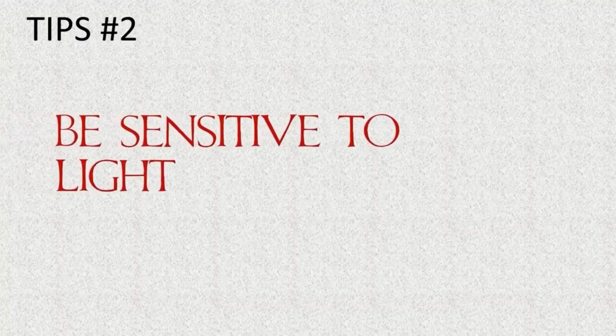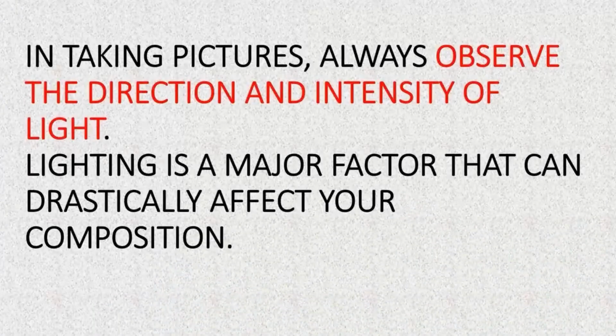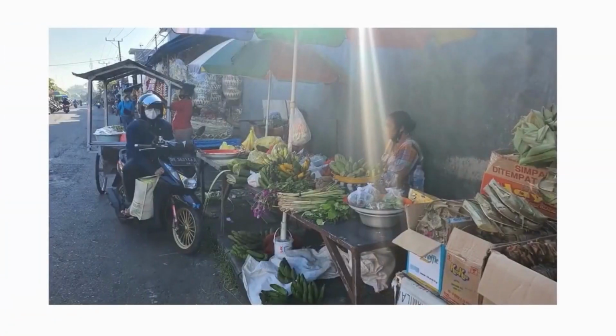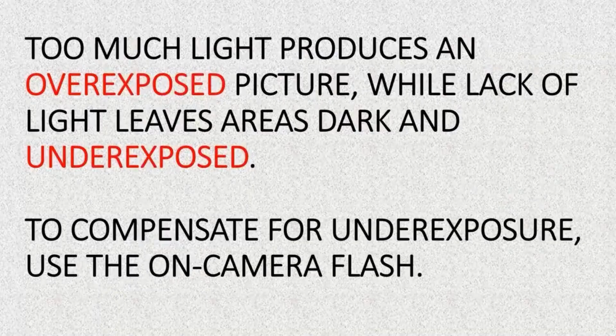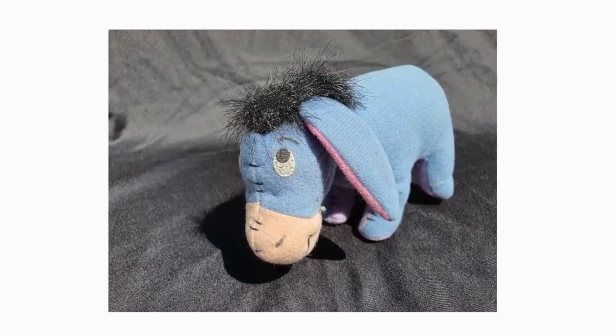Tip 2. Be sensitive to light. In taking pictures, always observe the direction and intensity of light. Lighting is a major factor that can drastically affect your composition. Too much light produces an overexposed picture, while lack of light leaves areas dark and underexposed.